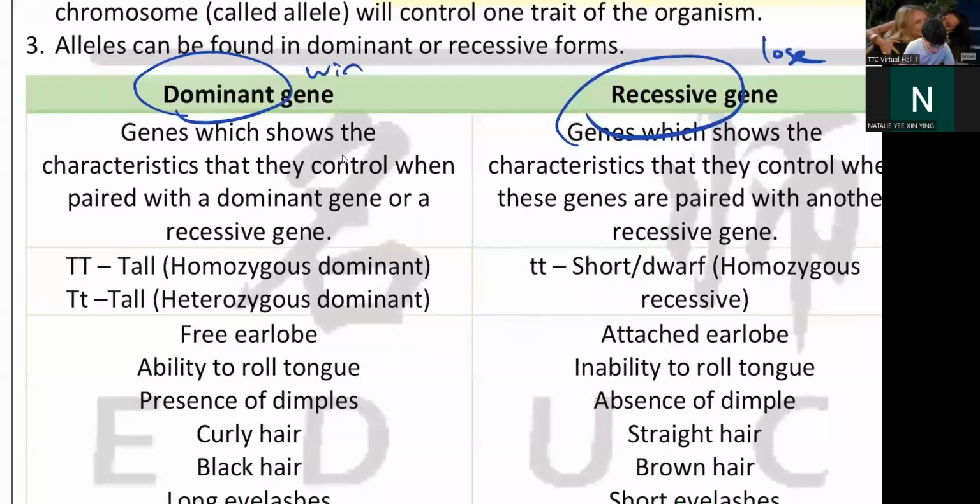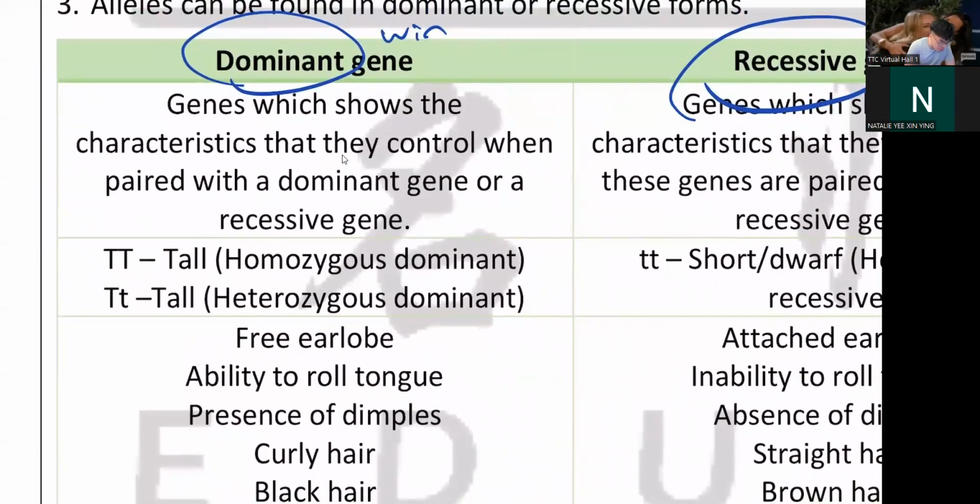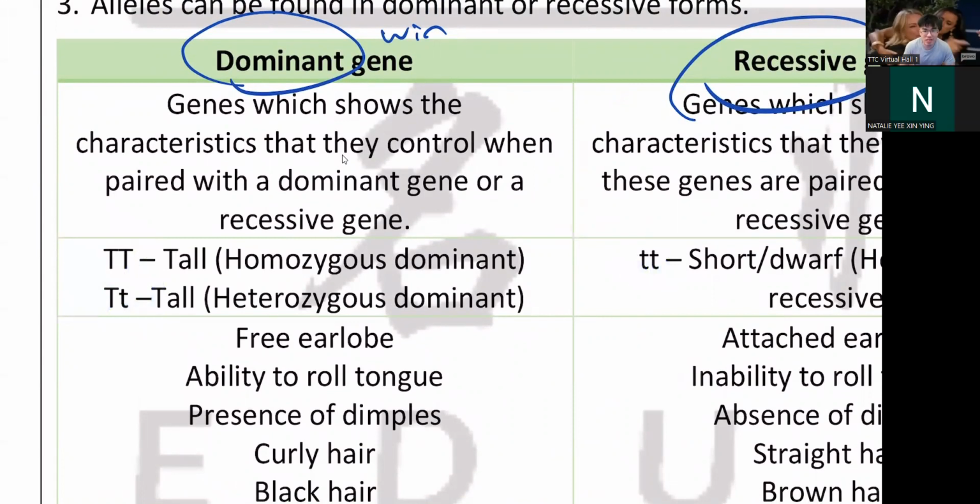So you have 2 types here. Okay, let's talk about dominant gene first. As long as you have a dominant gene, I don't care whether it's 1 or 2. You always have 2 genes, you see? Big T, big T, or big T, small t. You always have 2 because 1 is from your dad, 1 is from your mom. So if your dad gives you 1 big T, and your mom gives you another big T, you are for sure tall because you have 2 dominant genes.